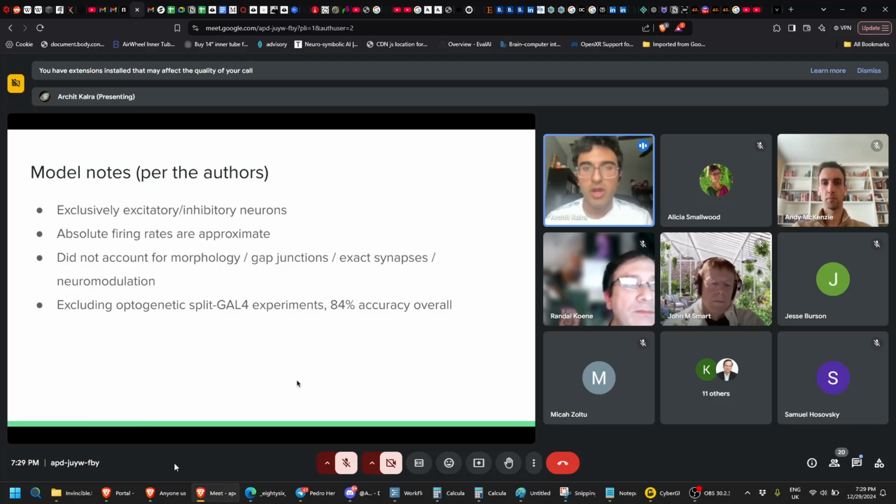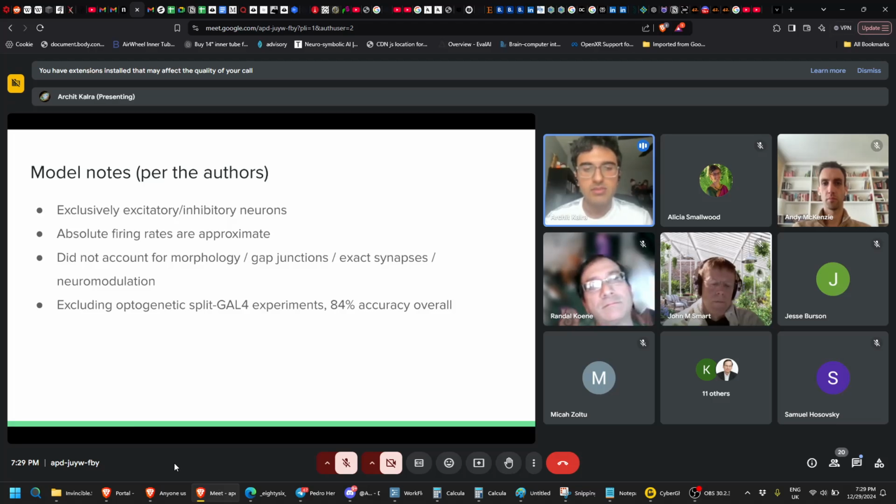The absolute firing rates are approximate, and they're not exactly determined empirically. And morphology, gap junctions, exact synapses, or neuromodulation were not accounted for in this type of model because the leaky integrate and fire model is quite simple and doesn't really have that level of complexity to show all of these factors.